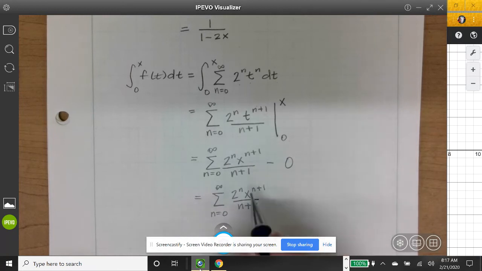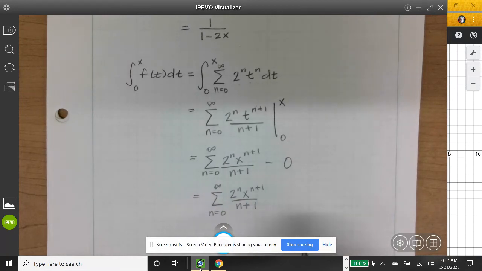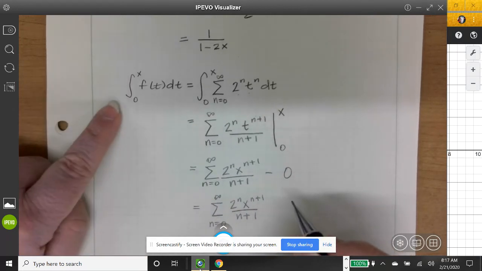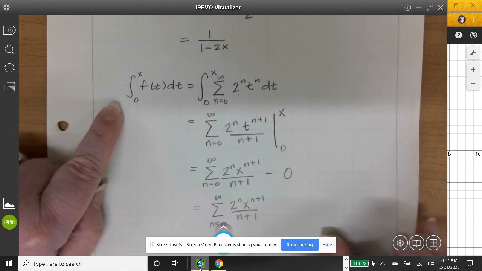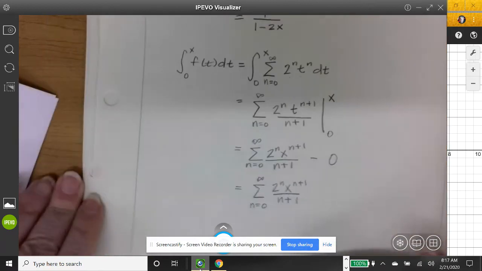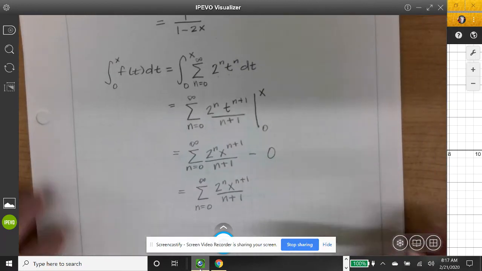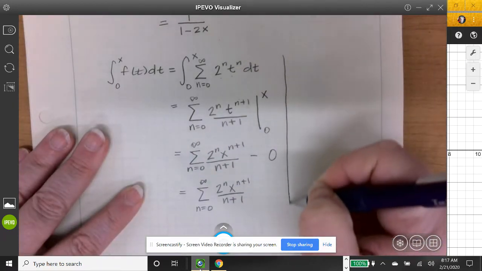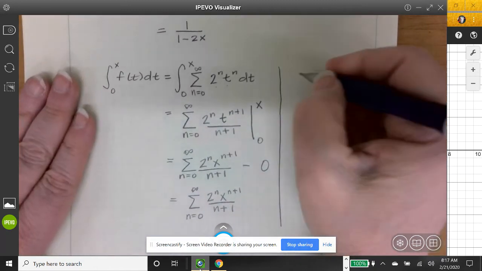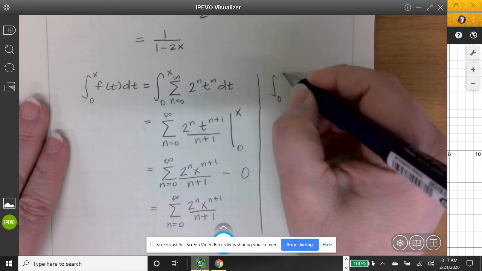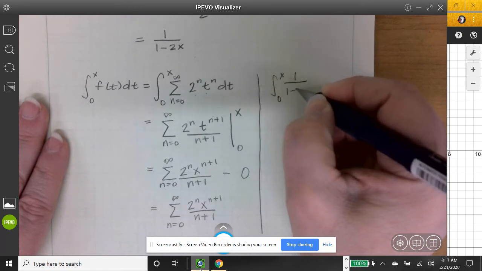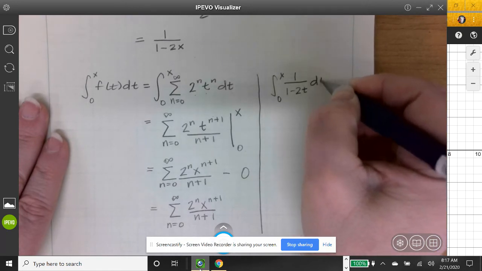Okay? Now, I'm suggesting to you that that's the series that represents the integral from 0 to x of f of t dt. So let's see if that makes any logical sense to everybody. Now, what do I mean by that? I mean, let's actually do the integration of the function that we're finding. So let's do the integral from 0 to x of 1 over 1 minus 2t dt.